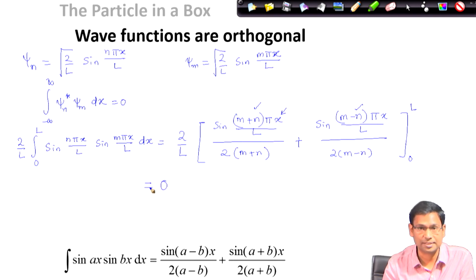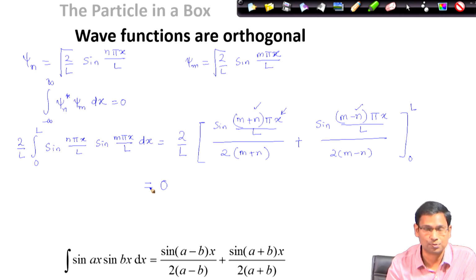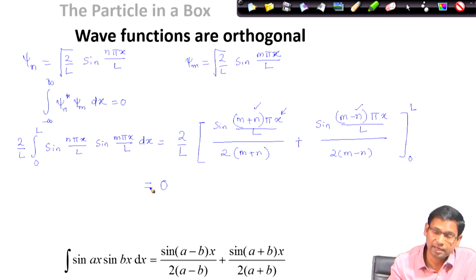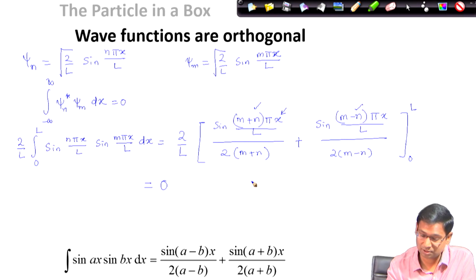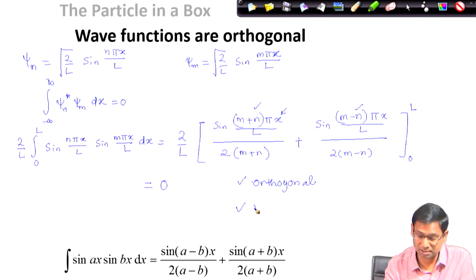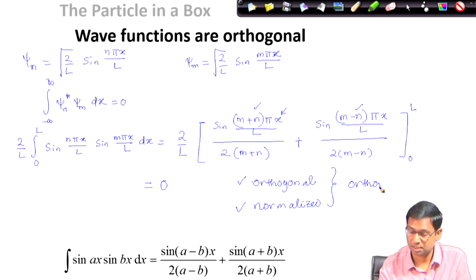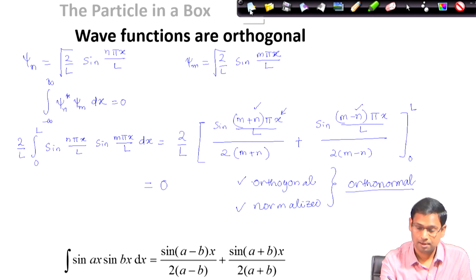So, this explicitly shows that the wave functions, the eigenfunctions that we determined for the particle in a box problem, are actually orthogonal. So, we showed that the wave functions are orthogonal, and we have already normalized the wave functions. So, together I have constituted the orthonormal set of eigenfunctions for the particle in a box problem.